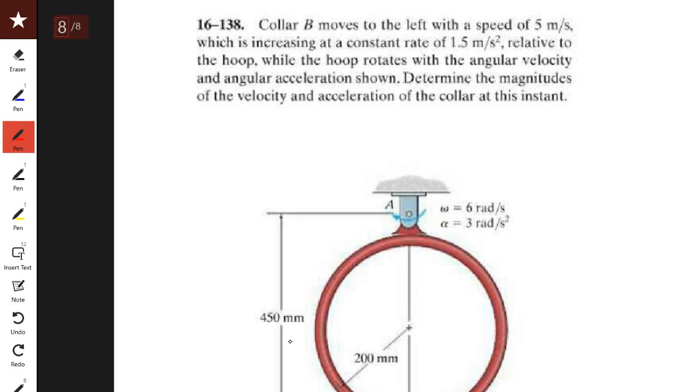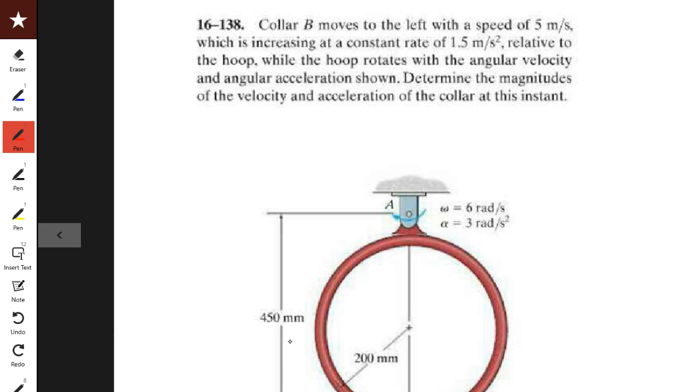I'm told that the collar moves with the speed of 5, and a constant rate of increase relative to the hoop, and then I'm also given an angular velocity and angular acceleration. Okay, so here we go. I'm going to use special points. There's A and there's B. So let's do the velocities first.